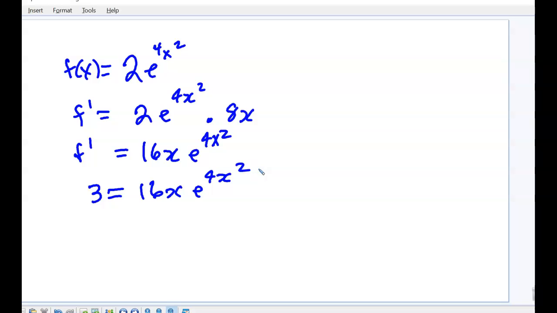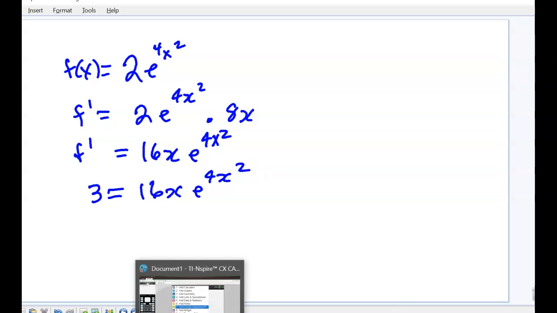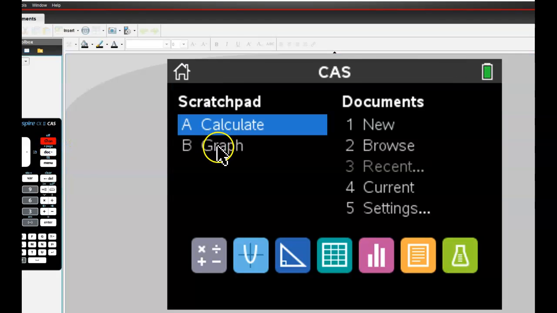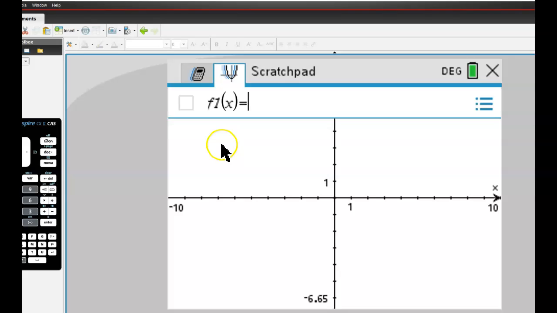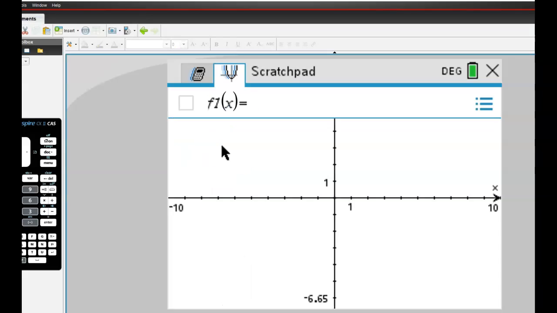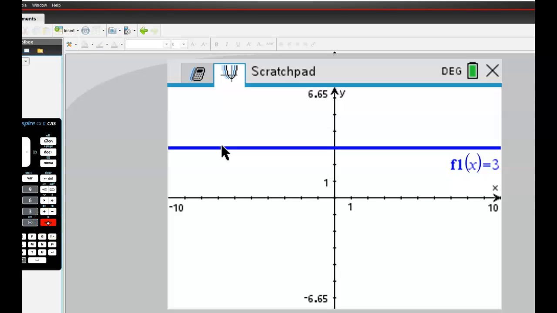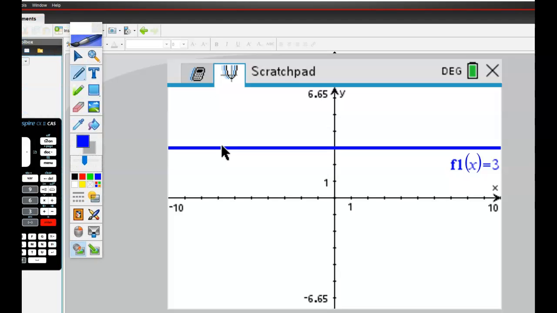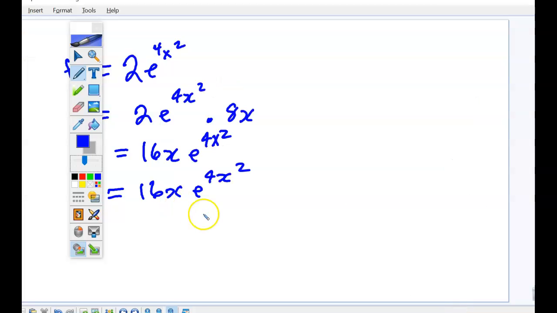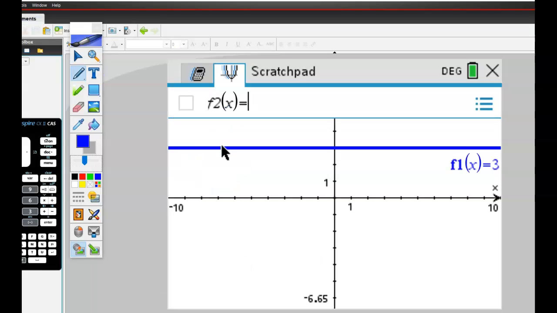Now, the easiest way to do this, because this is part of the calculator portion, is to graph this. So I'm going to go to my graphing calculator and graph my first function, which was just 3. I'm just going to put in the constant 3 and graph that. And then I'm going to put in another function. My second function is going to be the right side of my equation, so 16x times e raised to the 4x squared.